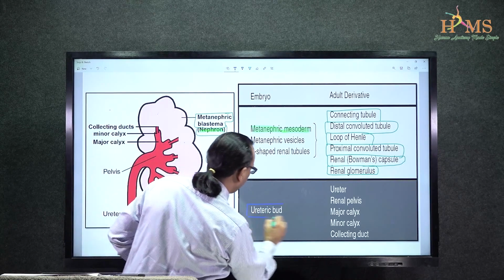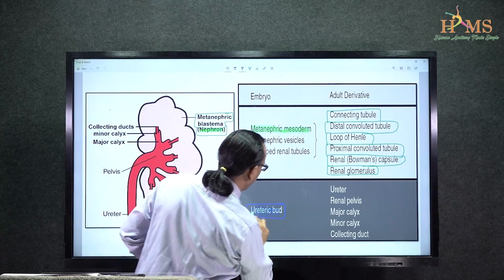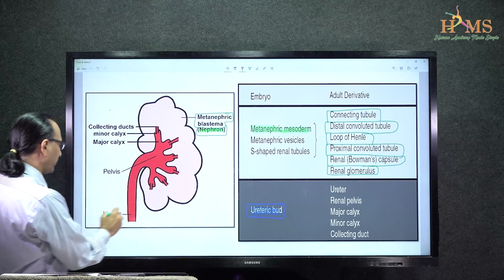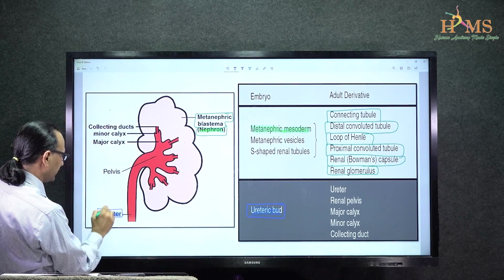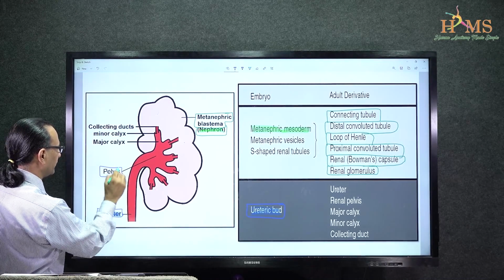So what are the 5 derivatives of ureteric bud? You see, the ureteric bud is going to form ureter. And this is number 1. Number 2, the pelvis, renal pelvis.